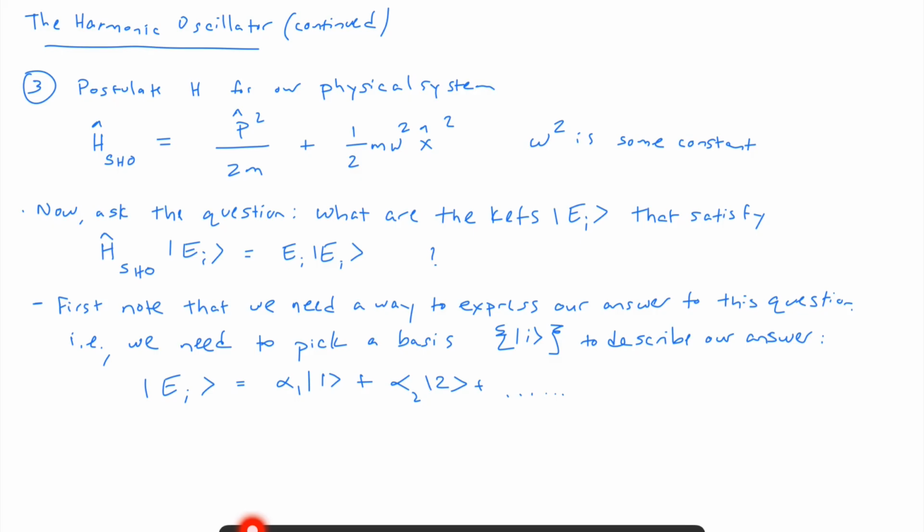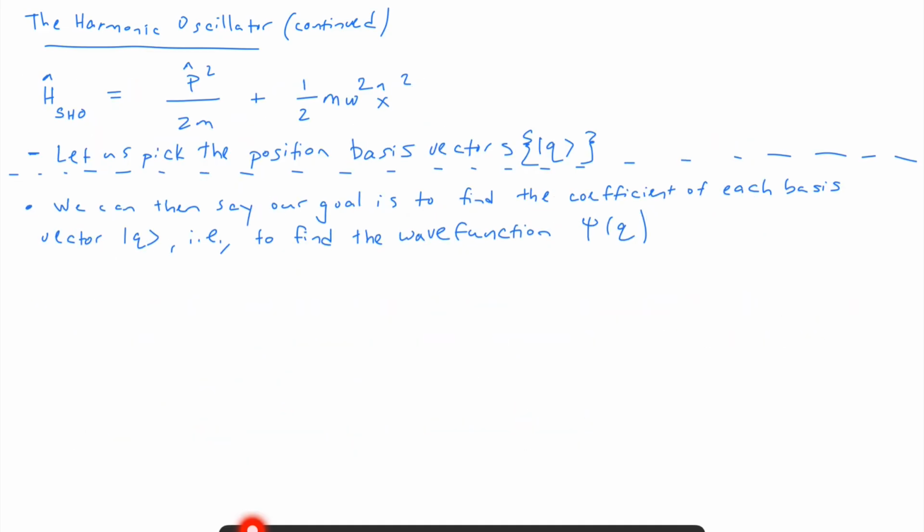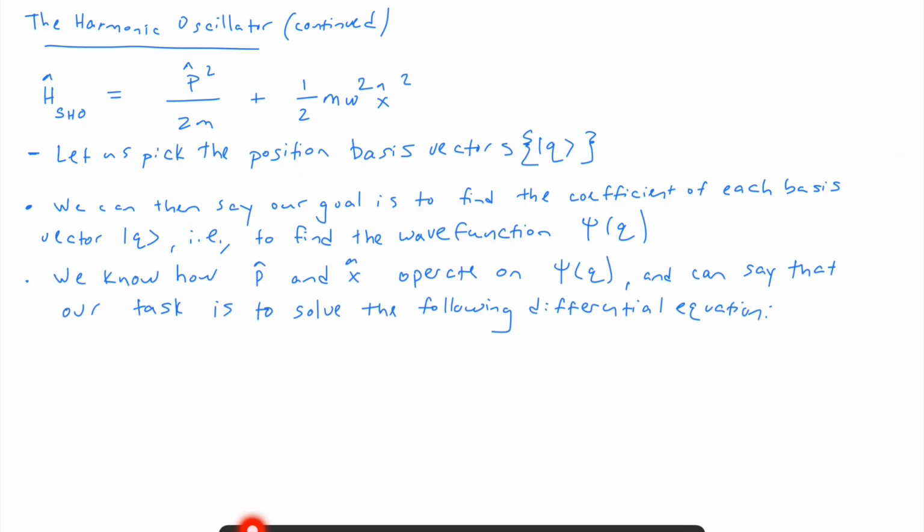So what are the eigenstates of our physical system with this Hamiltonian? Well, first we need to pick some sort of a basis to describe our answer, some basis vectors 1, 2, 3, and so on and so forth. And we can say that our eigenstates of our Hamiltonian, E sub i, is equal to some linear combination of those basis vectors. And we're free to choose what basis vectors we want. Let's now pick the position basis vectors, q, to help describe our answer. We could then really say our goal is to find the coefficient of each basis vector q. In other words, to find the quote-unquote wave function that satisfies the eigenvalue eigenvector equation for this Hamiltonian.